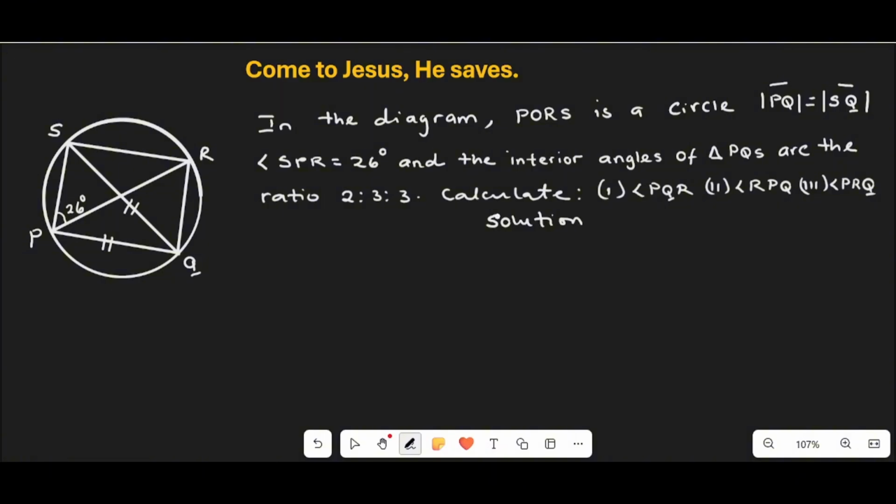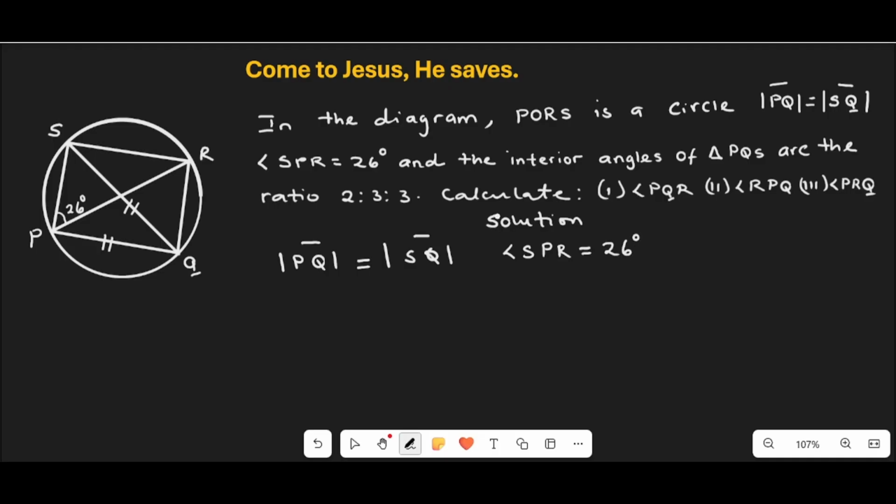In the question, we were given that line PQ is equal to line SQ. And also, we were given that angle SPR is 26 degrees.